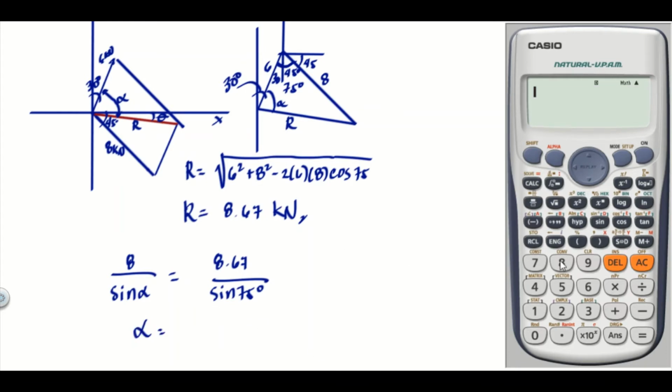Calculate na lang. So 8 times sine 75 divided by 8.67. Okay, then arcsine, no? Arcsine ng answer. There. So 63.03. 63.03 degrees, no? Ito yan or ito. Pero kailangan natin yung maliit lang na yon, yung angle theta.